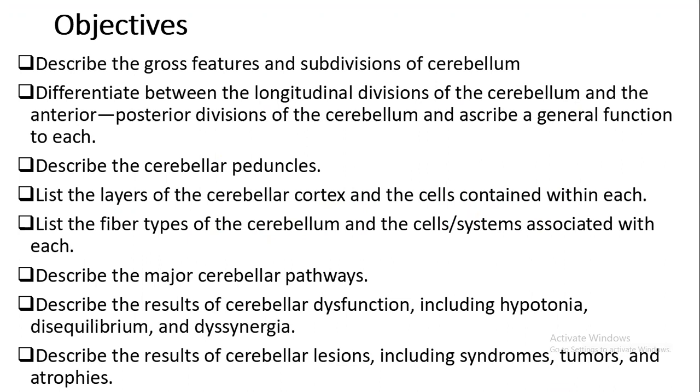differentiate between the longitudinal divisions of the cerebellum and the anterior-posterior divisions of the cerebellum, and ascribe a general function to each. Describe the structure of the cerebellar peduncles, and then list the layers of the cerebellar cortex and the cells contained within it, as well as the connections that we have. Then list the fiber types of the cerebellum and the cell systems associated with each.